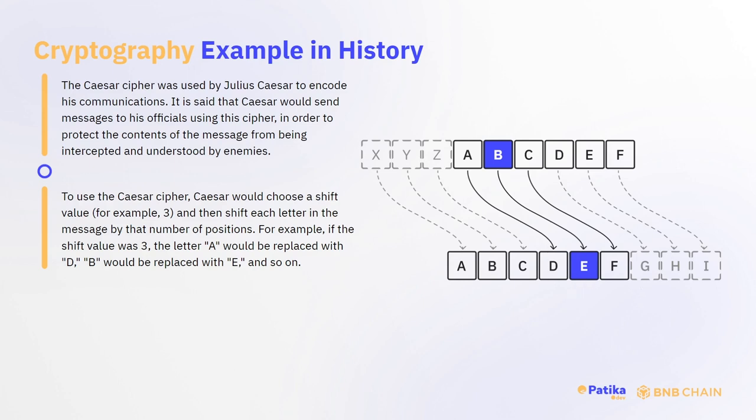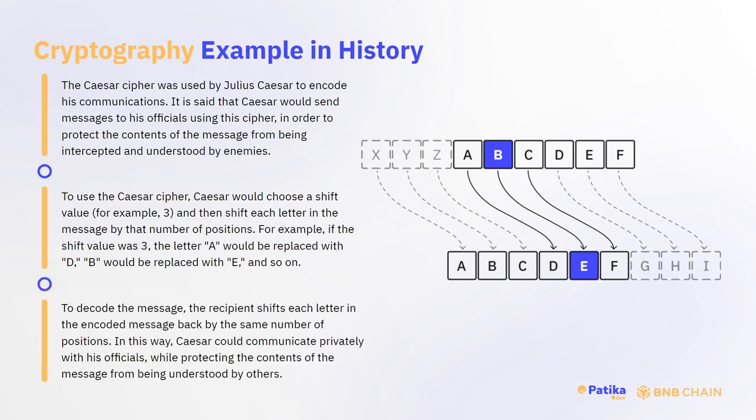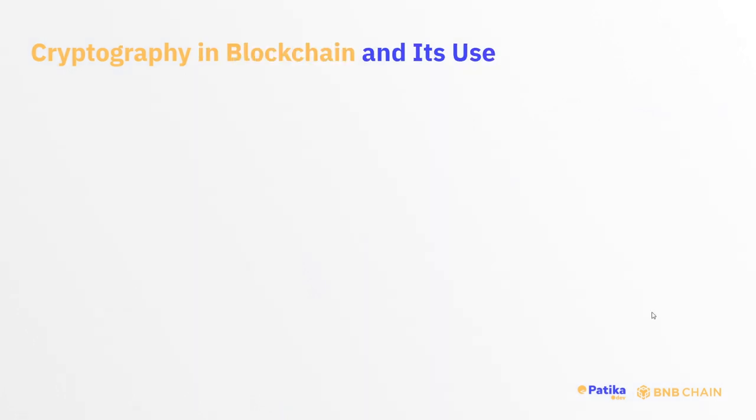And when the message reaches other officials, they need to make it understandable. This is called decoding. To decode the message, the recipient shifts each letter in the encoded message back by the same number of positions. For example, for D, they are going to make it A. For E, they are going to make it B. And for F, they are going to make it C. In this way, Caesar would communicate privately with his officials while protecting the contents of the message from being understood by others. Okay?